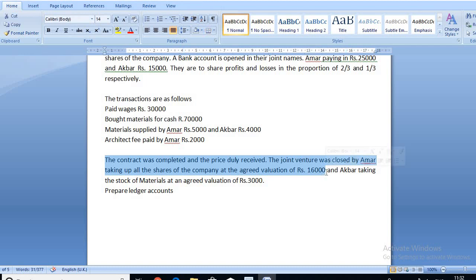Here Amar has taken over the shares. So this transaction we will treat last, as it is pending. Then go to the next transaction.